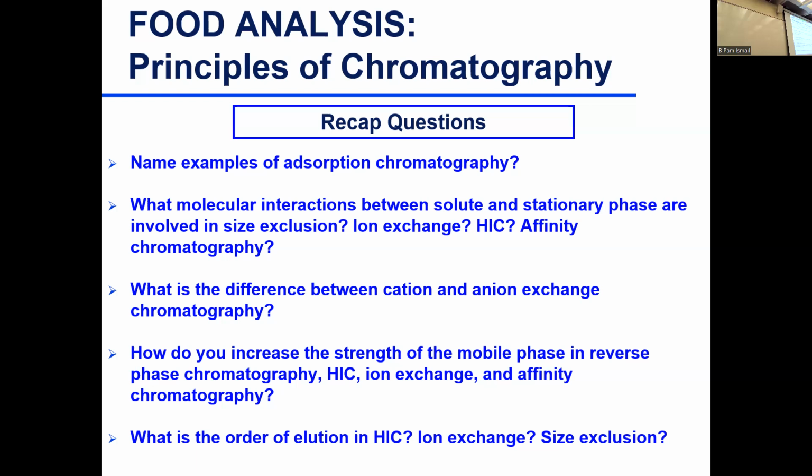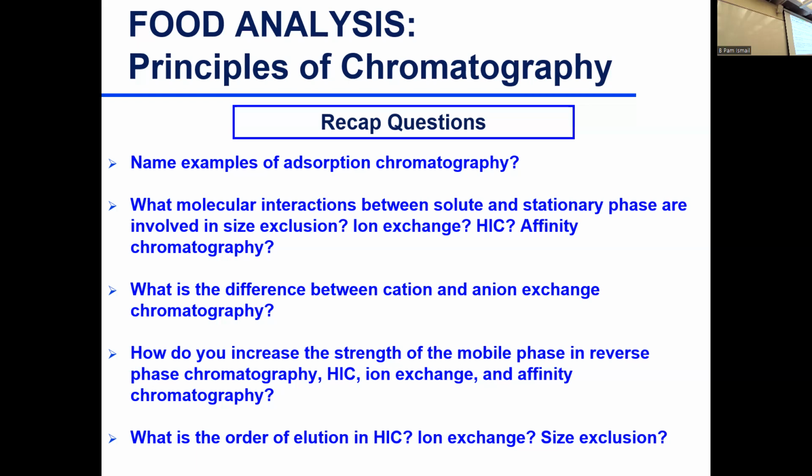In affinity chromatography, how do I increase the strength of the mobile phase? Affinities are very specific interactions. So, does anybody remember or want to guess? Stan? I remember it's adding, I don't know what you call it, a ligand. You add ligand so that it interacts with the binding site, and it makes it so that the substance doesn't bind to the stationary phase. Okay, so you're like 80% right.